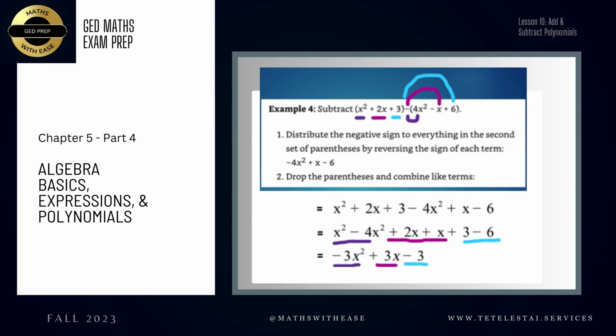In this particular instance, we start with our terms with the greatest power. x squared minus 4x squared leaves us with negative 3x squared. 2x plus x leaves us with 3x. And 3 minus 6 is negative 3. This is as far as we can go with this polynomial, because now we have three unlike terms that we can't combine. And so we leave this as our final answer, or we can state that this is the outcome of subtracting the polynomial expression that we were given originally.